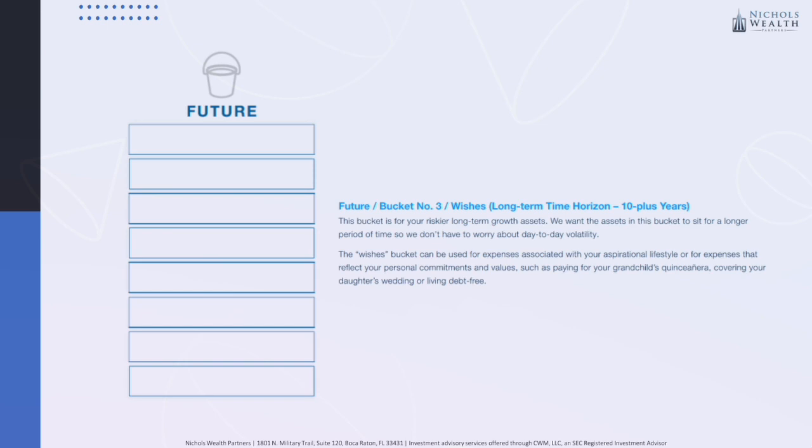So this is the wishes bucket that can be used for expenses associated with your aspirational lifestyles that reflect your personal commitments and values, such as paying your grandchildren's quinceañera, covering your daughter's wedding, or living long-term debt-free. Or again, maybe you just, of course, want to accumulate wealth for the future. So that would be bucket number three.